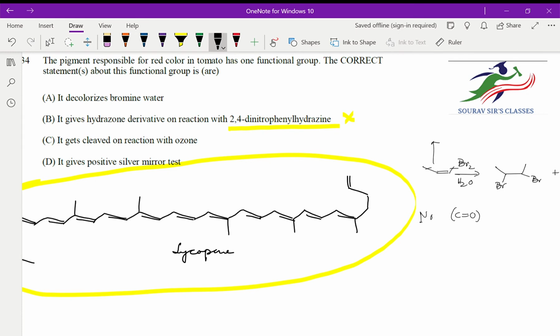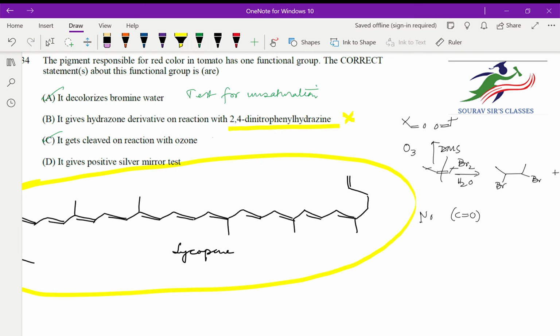So once you add ozone to this, cleavage will take place at this double bond, and obviously if you're using DMS with it, considering reductive ozonolysis, we will get the corresponding aldehydes over here. So we will say yes, it is going to decolorize, which is basically a test for unsaturation.